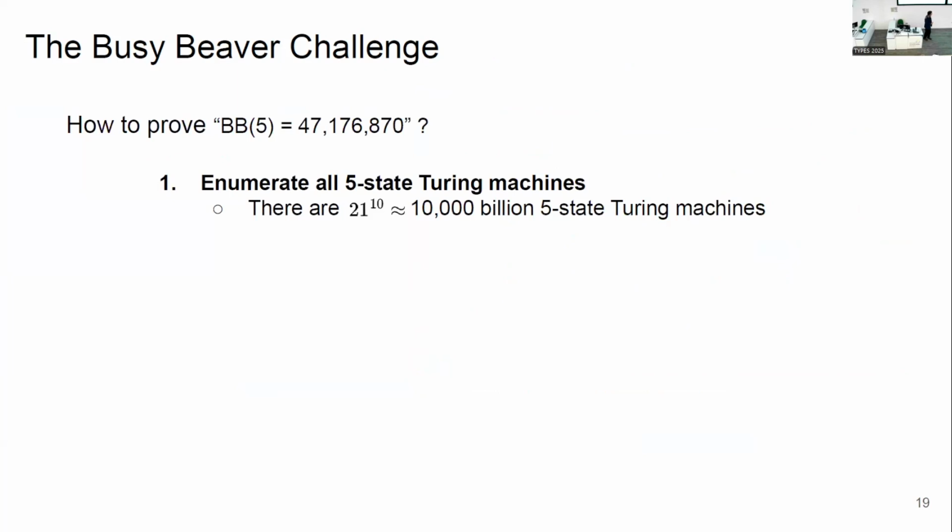So how do you prove that BB5 is equal to this number? Well, first you enumerate all 5-state Turing machines. You encounter a first problem here because there are a lot, like 10,000 billion. But if you do things in a nice way, you end up with only 181 million. That's the number of machines that are enumerated by the Coq proof.